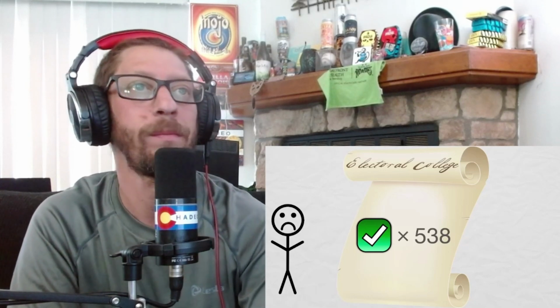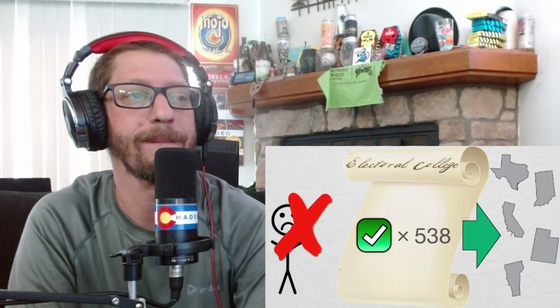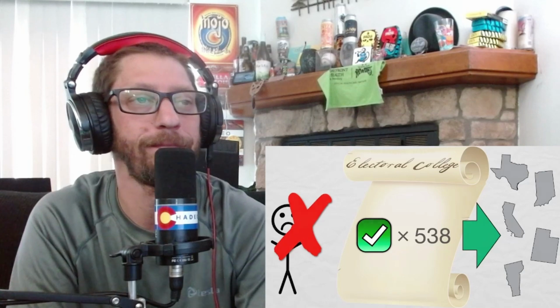These 538 votes in the Electoral College aren't given to the citizens directly, but are instead divided among the states. So how does the Electoral College give out the votes? Each state, no matter how populous or not, gets 3 votes to start. The remaining votes are given out roughly in proportion to the population of the states. The more people the state has, the more votes it gets.